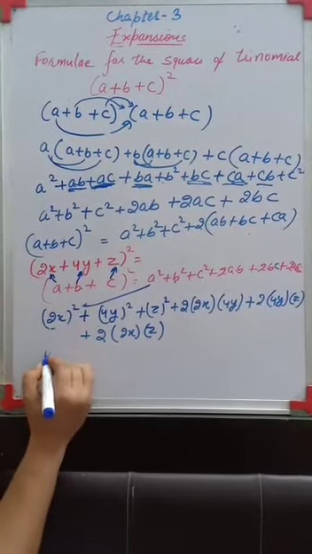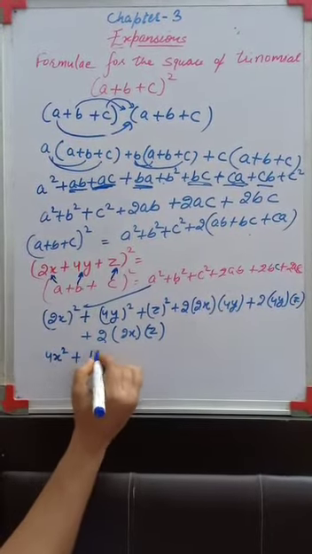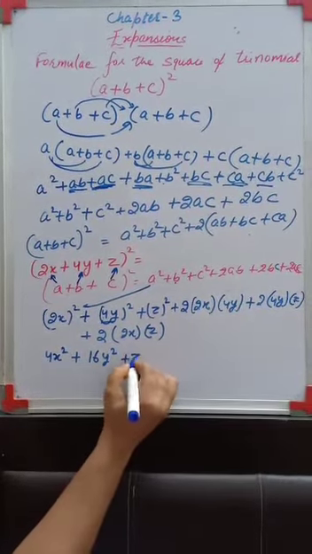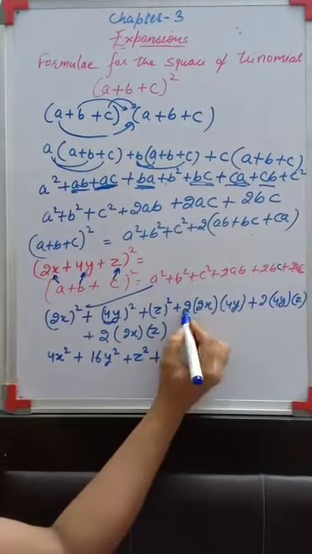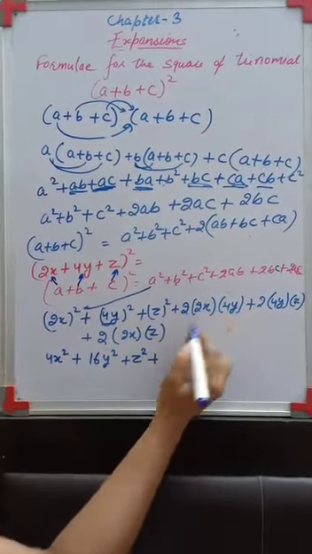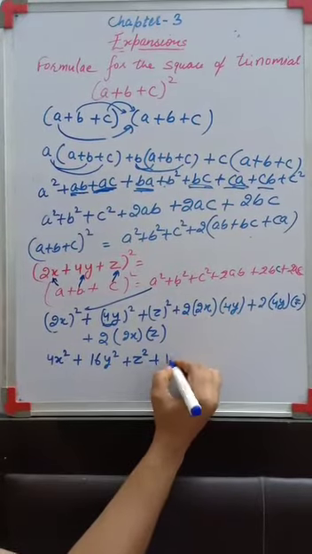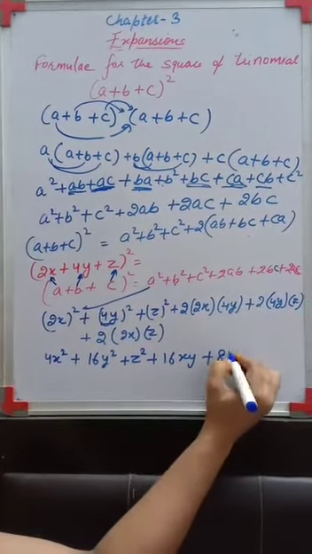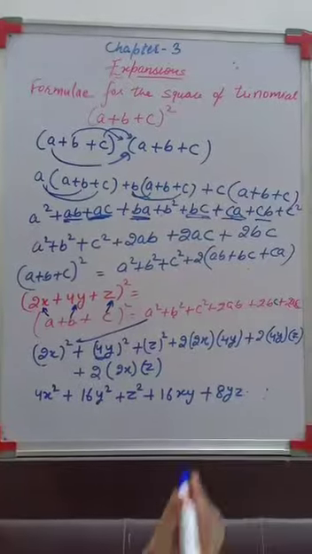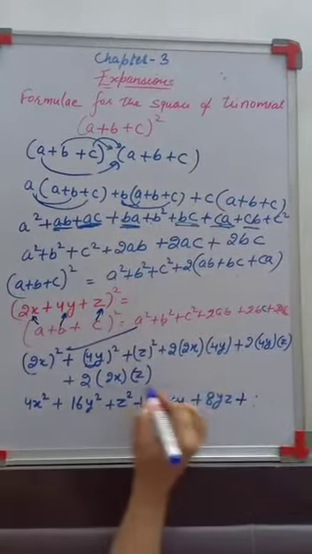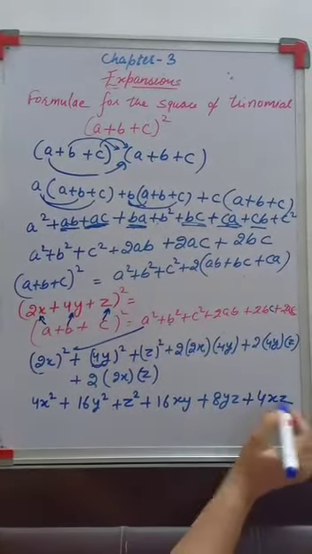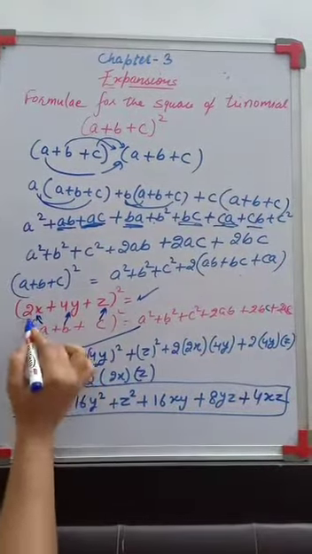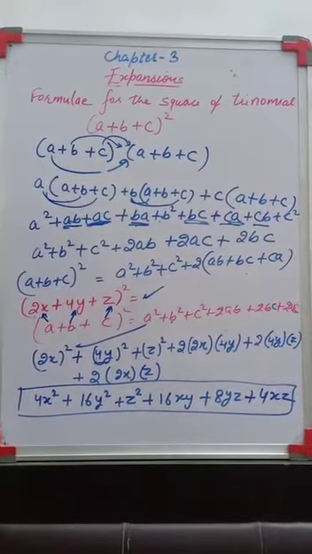(2x) whole square, you will get 4x square, plus 4 square is 16y square, plus z square, plus 2 into 4, 4 is 16, x into y, 16xy, plus how much? 8yz, plus 2 into 2, 4xz. This is your expansion of this, or you can say the square of 2x plus 4y plus z, right?